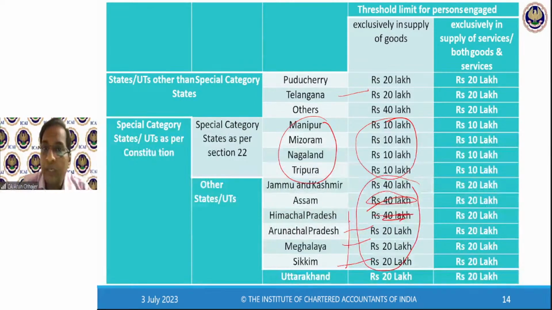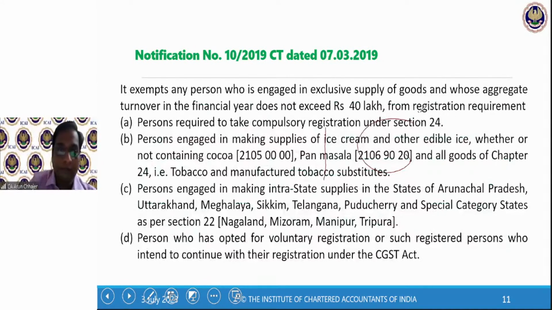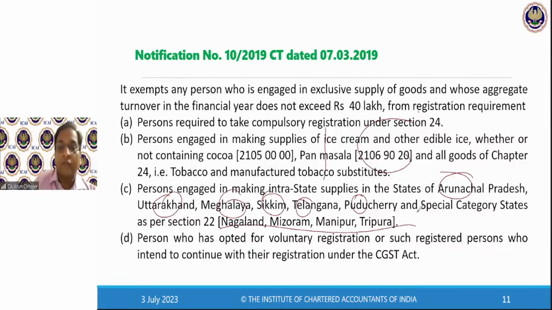इसका मतलब क्या हुआ? जो भी अब स्पेशल कैटेगरी स्टेट है, 4 स्टेट मणिपुर, मिजोरम, नागालैंड, इनका 10 लाख होगा, बाकी सभी का 40 हो सकता है. But 20 क्यों है? Why is there a 20? Because of this notification which we have discussed. अरुणाचल, उत्तराखंड, मेघालय, सिक्किम, तेलंगाना, पुडुचेरी, and these are 4 states. यहां के लिए 40 नहीं होगा. So for these it would be 10 and for rest it would be 20.